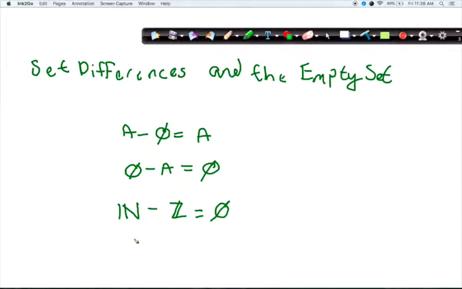Okay? So finally, I have the natural numbers and I have the integers here. And so I'm taking the natural numbers and I'm subtracting off the integers. So if I subtract off the integers, remember that the natural numbers are a subset of the integers. They are every non-negative integer. So every non-negative integer is also an integer. So there can't be anything in the set difference, because if there was, that would mean there was something that was a non-negative integer and also wasn't an integer. There is no such number. So the result is empty. Okay?